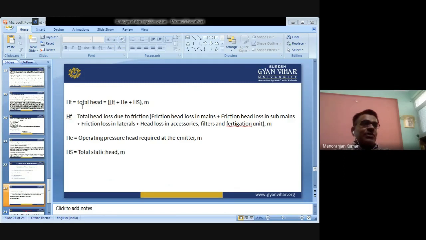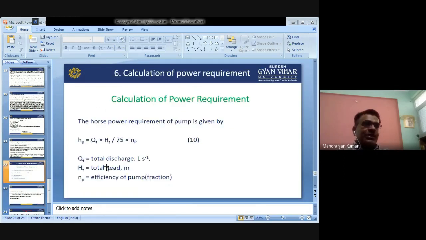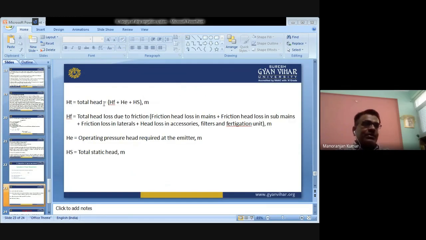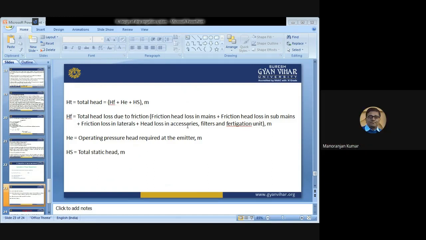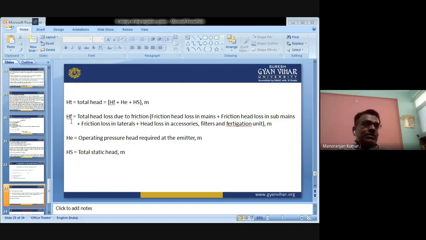How can you calculate this total head? Here it is given in this slide. Total head you can calculate by HF plus HE plus HS, where HF is the total head loss, the friction loss, total head loss due to friction. So where will the friction head loss occur? Friction head loss in the main line, friction head loss in the submain line, plus friction loss in the lateral, friction head loss in the accessories, meaning valve, filter, fertigation unit. So we have to add all of them, and whatever comes after adding, that will be the HF.